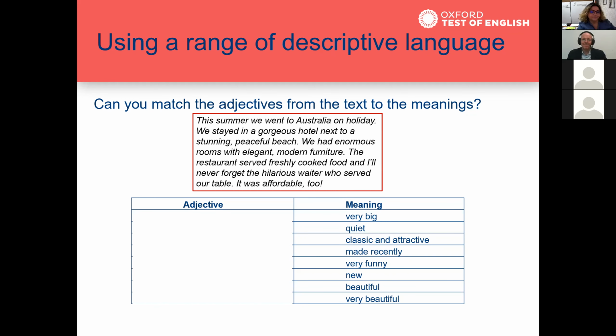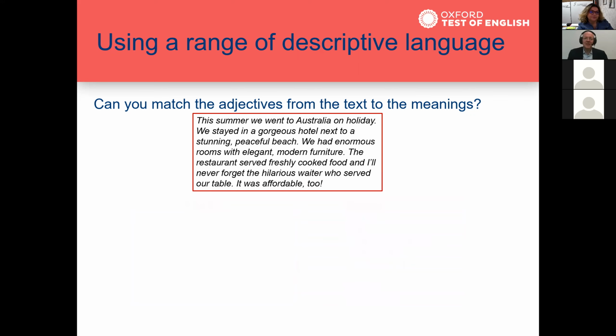I'm sure you found it. In the third line on the right, we had enormous rooms. Now, what's the difference? We had big rooms. We had enormous rooms. Okay, isn't that better? Quiet. We've got an adjective in there that means quiet. I think it's in the third line too. And I think it's to do with the beach. Peaceful. Okay, why would you say quiet if you can say peaceful?